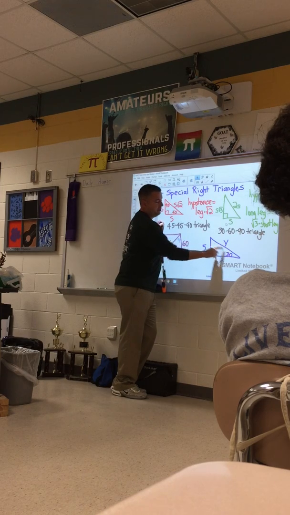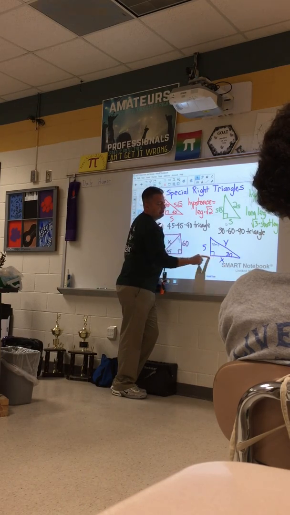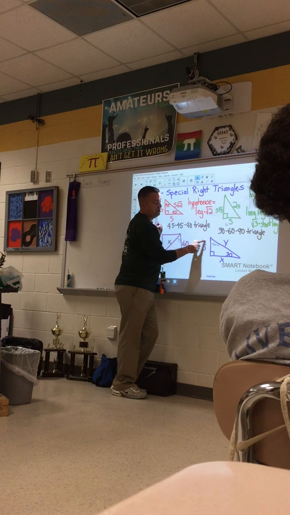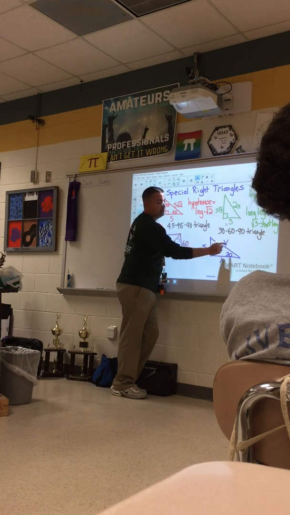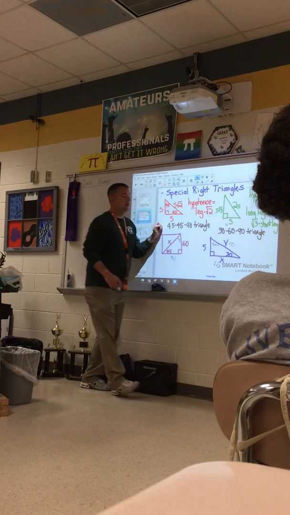All right, here's my 30, 60, 90 right triangle. This time they give me the long side, which is across from 60. This is the short side, this is the long side, and this is the hypotenuse. If this is the short side, how do I get the hypotenuse? Double it. So this will be 10, and this will be 5 root 3.